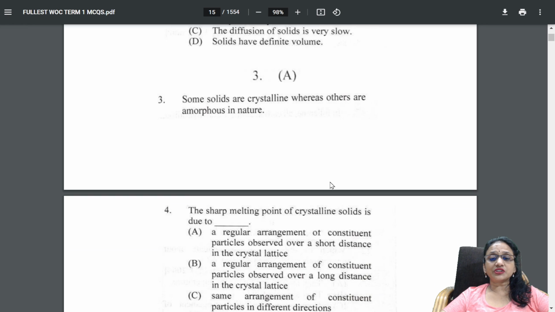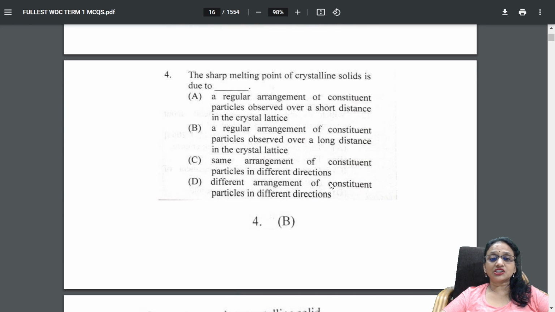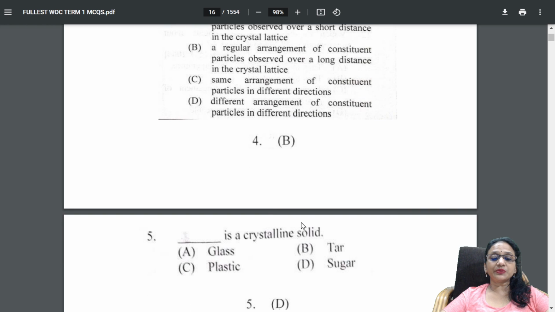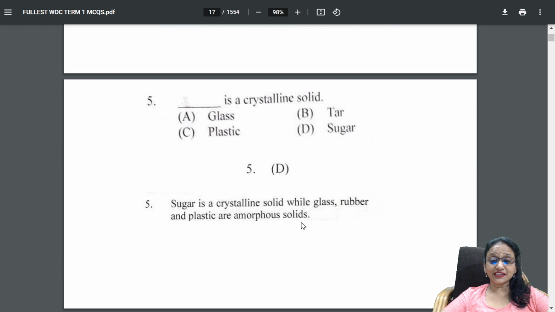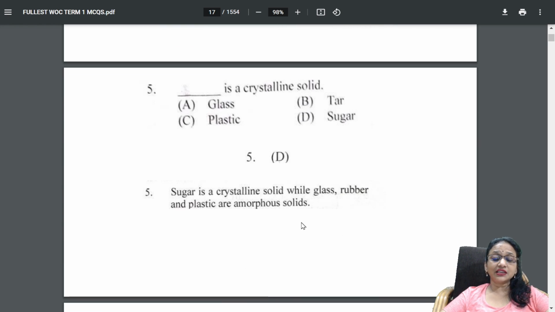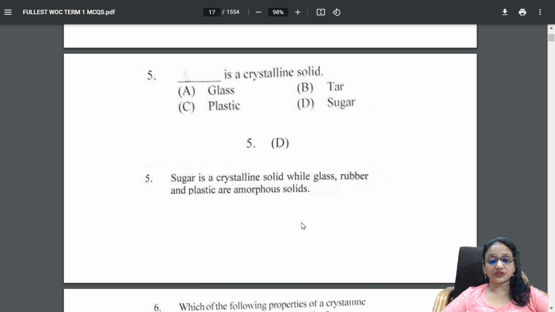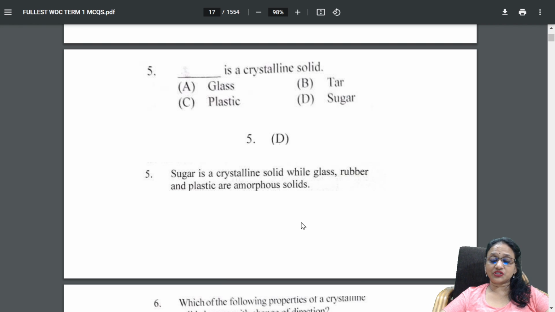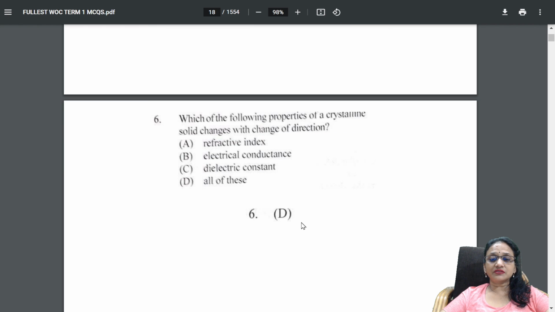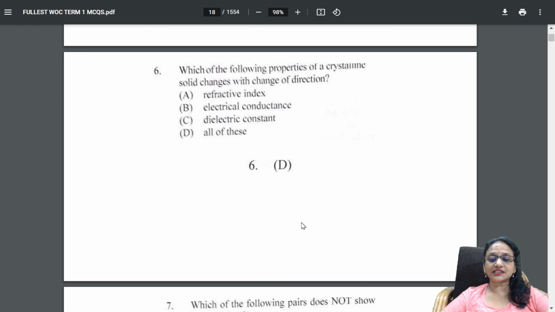Slowly, we are going to go into the next question: the sharp melting point of crystalline solids is due to. That means every line of NCERT is made into a question. So learn it. So easy. I have given the answer also here. That's clearly mentioned. Slowly, I will go into the next one: dash is a crystalline solid. I told you, right? Examples, they will ask you in this form of question. So note the option, note the question. Like that, the sixth question: which of the following properties of a crystalline solid changes with direction? Okay, yes.